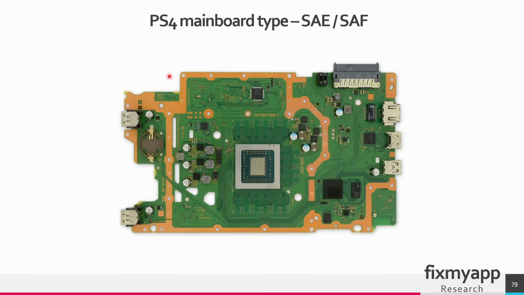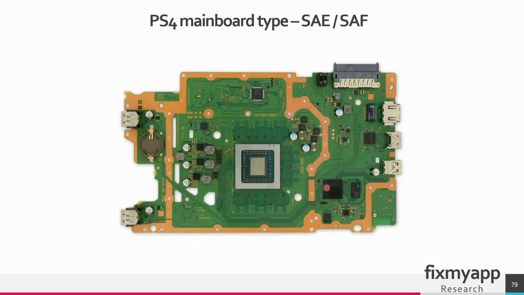This is a different mainboard. This is of type SAE or the SAF. The layout is different, but now we can identify the components. So these are the two USB ports. This is the RTC battery. Some kind of voltage regulation going on here. We have some power phases here. Also some power phases here. And a power phase here.